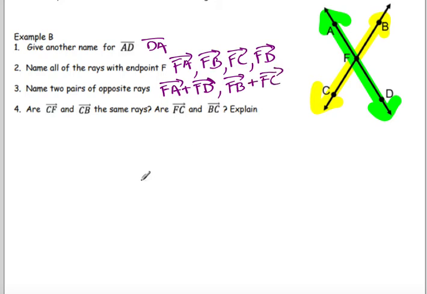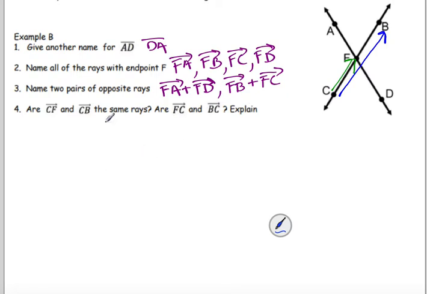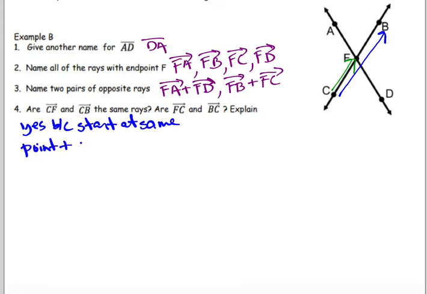Are CF and CB the same rays? Well, let me clean this up and let's see. Remember that a ray starts in a location and continues. So CF starting at C going to F and continuing versus CB going from C to B and continuing. Since the ray is going to keep on going, these will actually be the same ray. So the answer to that part is yes, because they start at the same point and go in the same direction.